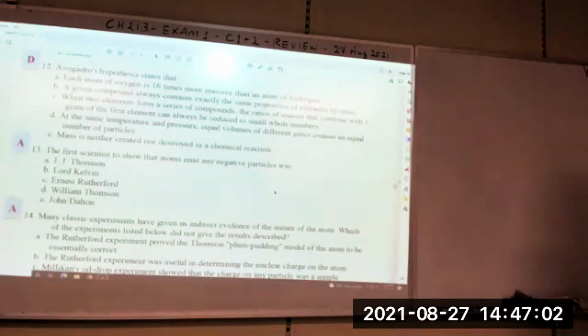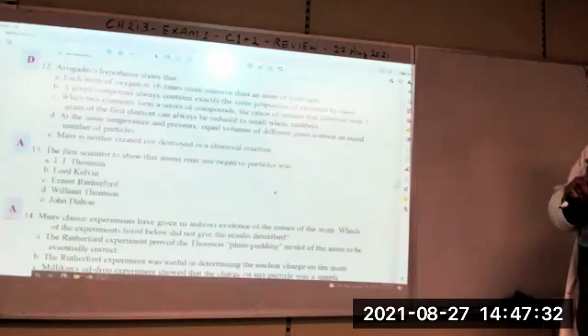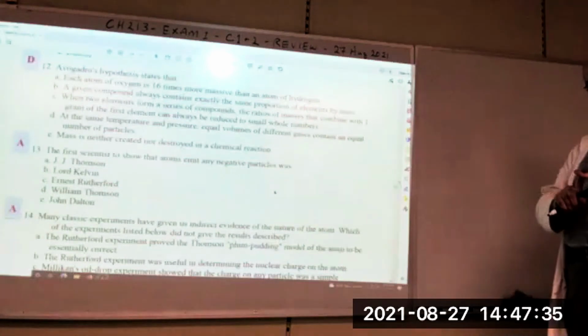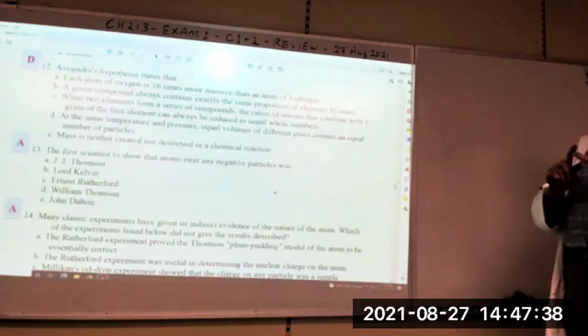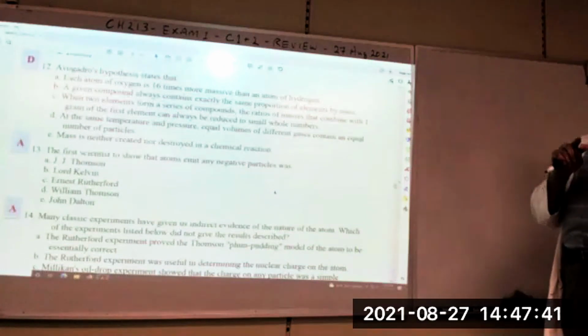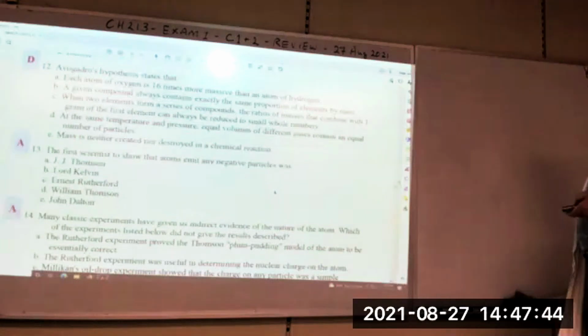What about Avogadro's hypothesis? Let's see which one works. Each atom of oxygen is 16 times more massive. No. A given compound always contains exactly the same proportion. No. When two elements form a series of compounds, the ratio of masses. No. We know this one is multiple proportions. At the same temperature and pressure, equal volumes of different gases contain an equal number of particles. Exactly right. If the volume of two containers is equal, temperature is equal, pressure is equal, we know that the number of particles of gas in each container are exactly equal. That's Avogadro's hypothesis.